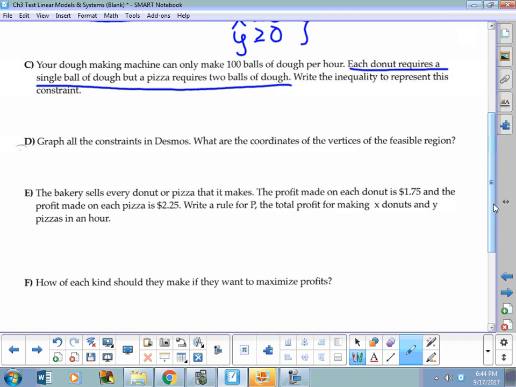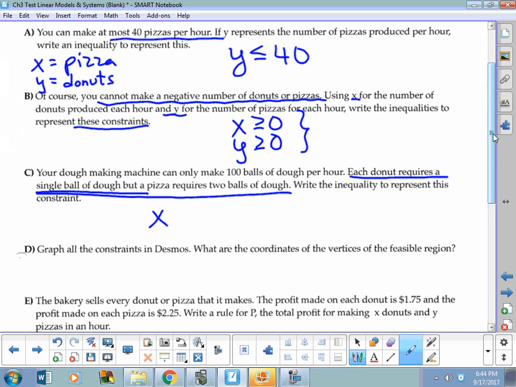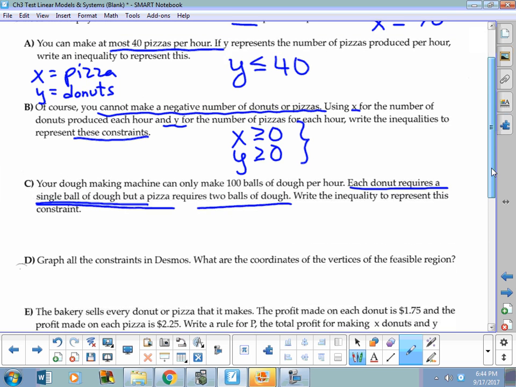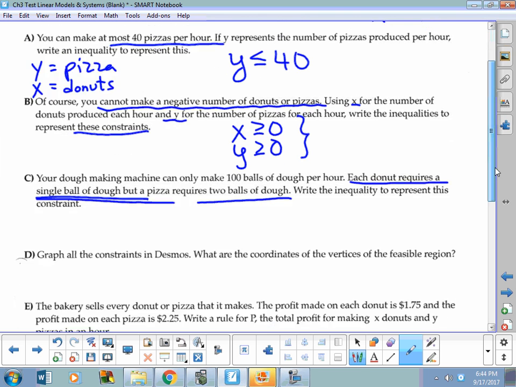So an inequality for that would be that you have a single ball of dough for a donut, right? Oh, wait. Let me fix. Did I do that right? Donut. Oh, for crying out loud, I got the x's and y's mixed up. All right, check that. I got my donuts mixed up. Let me do this. Sorry. There you go. I just had it mixed up.